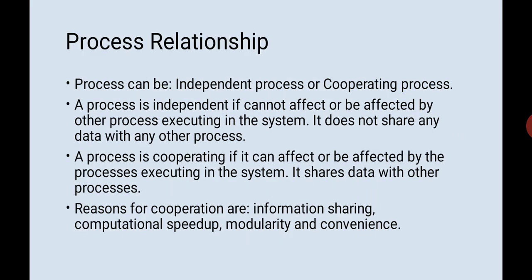Now next is process relationship. A process can be an independent process or a cooperating process. An independent process will not have any sort of relationship. So what is an independent process? A process is independent if it cannot affect or be affected by other processes executing in the system. So it has no sort of interaction or communication with any other process. It is standalone in itself.